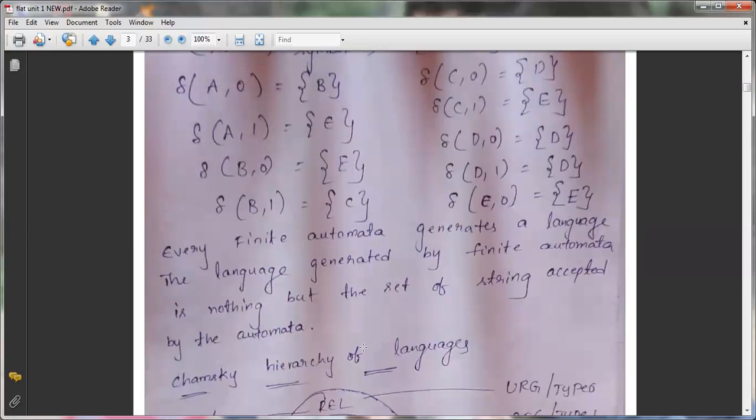So here every finite automata will generate a language. The language generated by the finite automata is nothing but the set of strings accepted by the finite automata. The strings you are going to accept for that automata are nothing but the language generated by the automata.